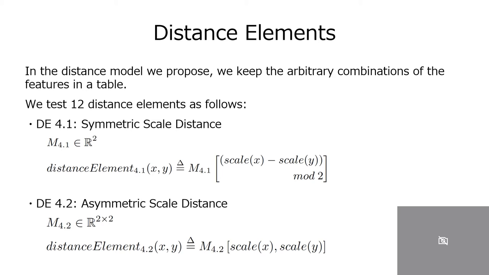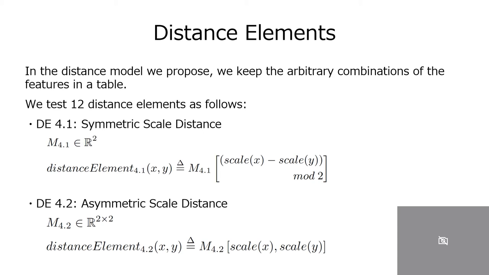For example, this one, DE41, only distinguishes whether the scales of chord interpretations X and Y are the same or not. Likewise, the next one distinguishes all four, that is 2 times 2 cases of scale changes. We call the distance elements which distinguish the direction asymmetric and the others symmetric. We can check it by flipping the arguments X and Y. DE41 does not change, while DE42 changes. In our experiment, we define in total 12 distance elements in addition to the original 3 distance elements of TPS.